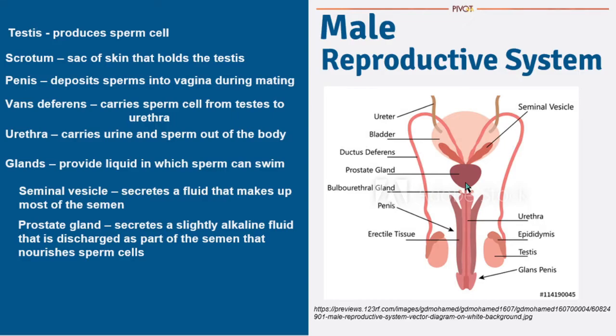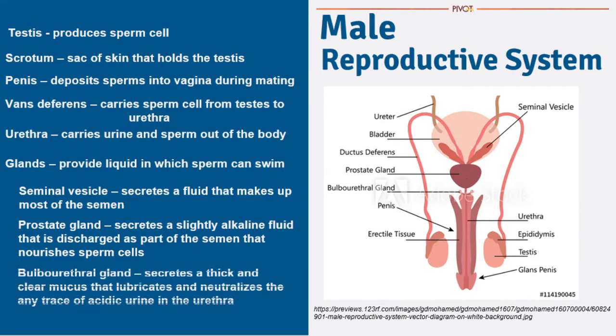It secretes alkaline fluid that nourishes the sperm cells. And then the last gland, we have the bulbourethral gland, which secretes a thick and clear mucus that lubricates and neutralizes any trace of acidic urine in the urethra. The bulbourethral gland plays an important role here because without it, the sperm cells may die when they pass through the urethra, since the urethra is also the passageway of the urine, which is acidic.